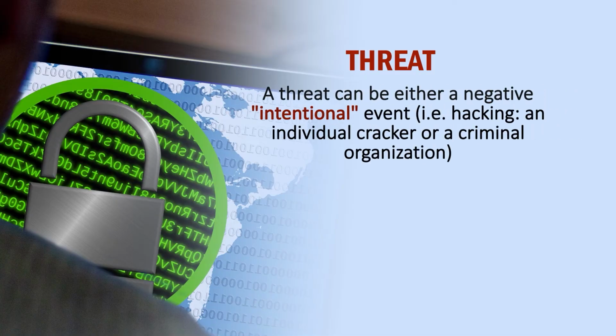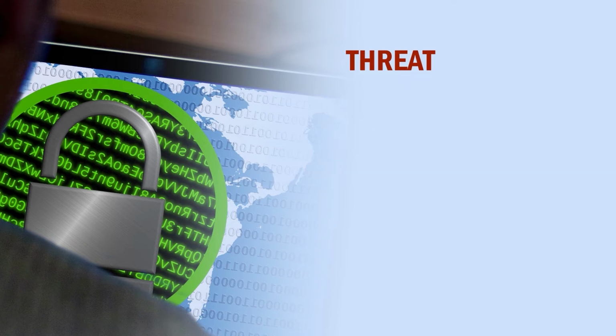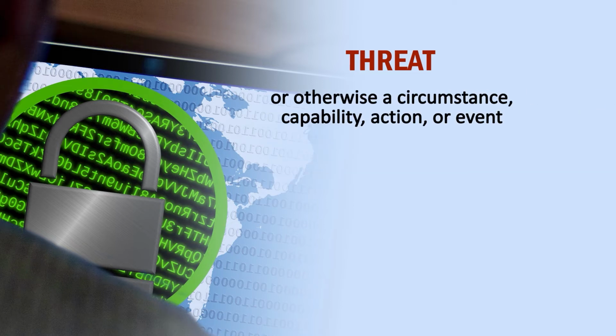So a threat can be negative, and it can be intentional or accidentally created. Hacking by an individual cracker or criminal organization is an intentional event. Whereas when you talk about a negative event, for example the possibility of a computer manufacturing malfunction, or the possibility of a natural disaster, this could be an earthquake or fire or tornado, it is an accidental negative. And there are other circumstances like capability, action or event.